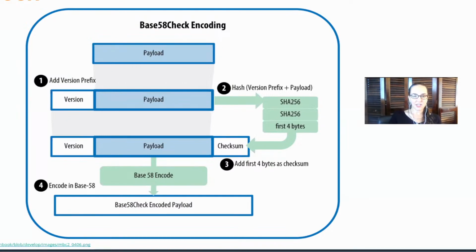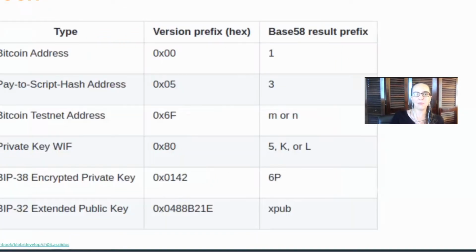I have no doubt this has saved millions of dollars in lost funds, because it's very, very easy when typing these addresses just to hit the wrong button. So this is how we prevent errors, or help to prevent errors, in Bitcoin addresses. So base 58 and base 58 check.